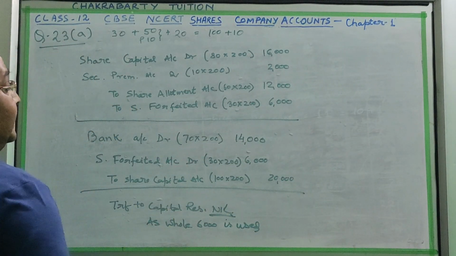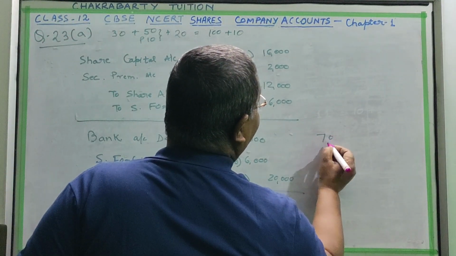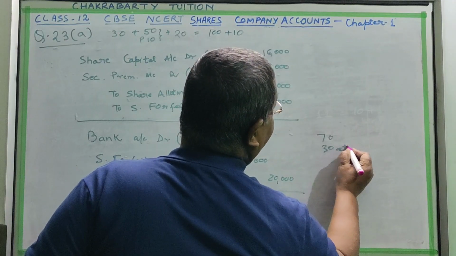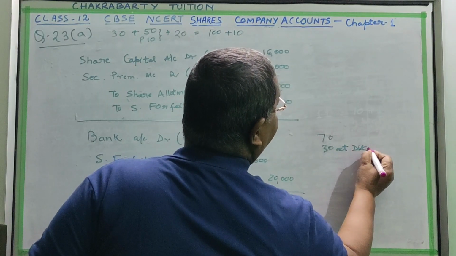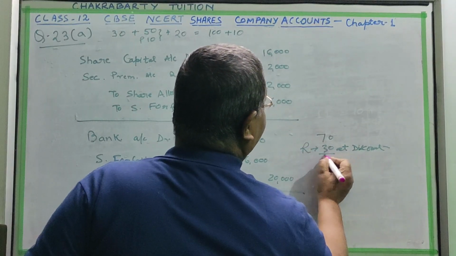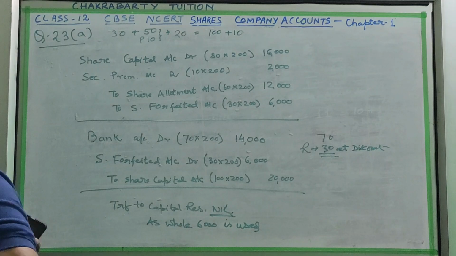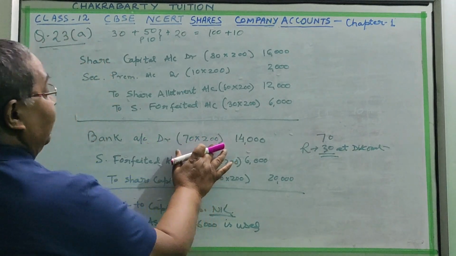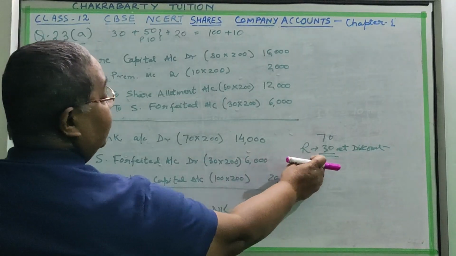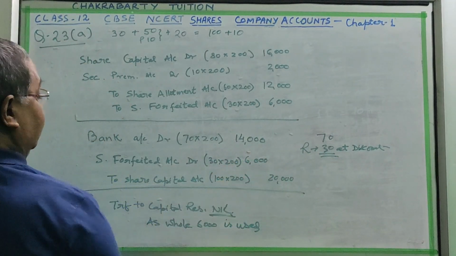Now they have issued it at the rate of rupees 70. It means 30 rupees discount they have given. So the 70 and 30 at discount, reissued at discount. 30 rupees they have, so that is fully paid. So bank account you will receive 70 into 200, 14,000. Share forfeited account we will debit by the discount amount, 30 into 200. So 6,000 it will come.